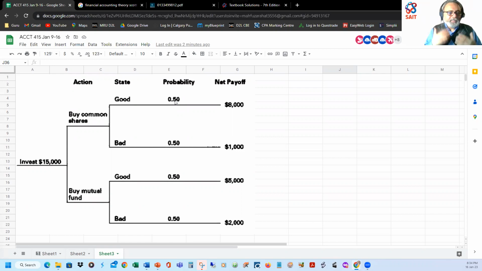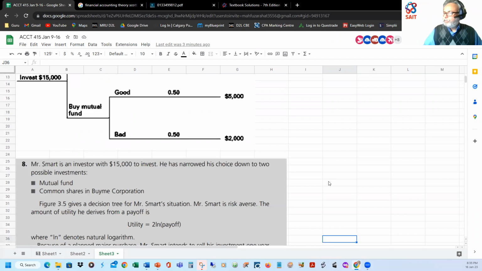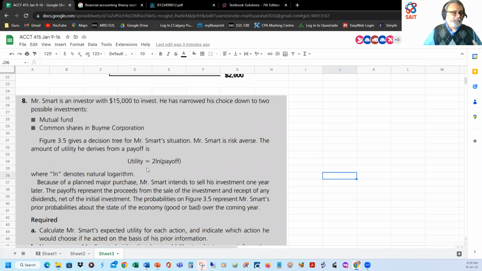The question is, in spite of not being able to predict the future, can Mr. Smart decide whether he wants to buy common shares or he wants to buy the mutual fund? Got $15,000 to invest. The answer to that depends on what Mr. Smart's utility is expected to be from investing in the common shares versus investing in the mutual fund. That calculation is done based on Mr. Smart's utility function. Mr. Smart's utility function is 2 times the natural log of the payoff.